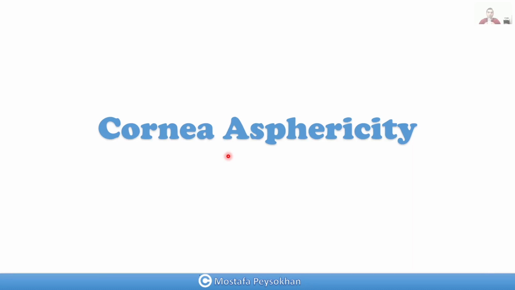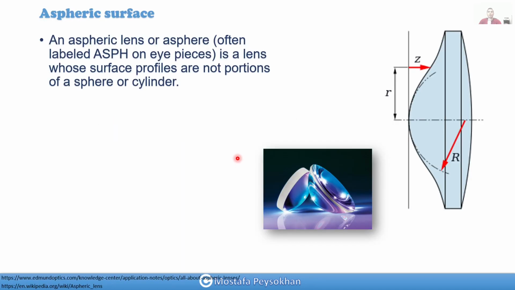In previous videos, we talked about the cornea torosity, the refractive index of the cornea, and the anatomical structure of the cornea. Right now, we want to talk about cornea asphericity. So first, we need to talk about what asphericity is.